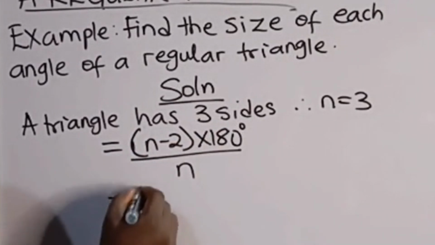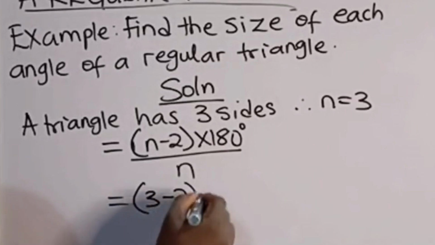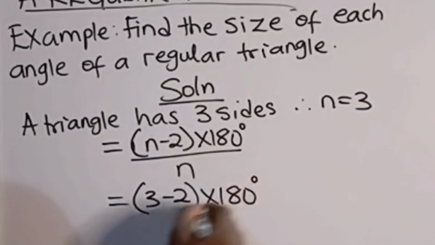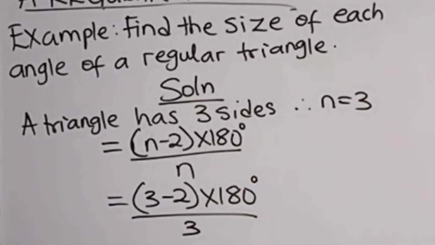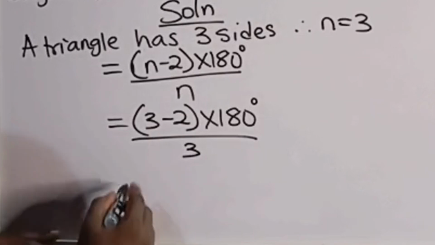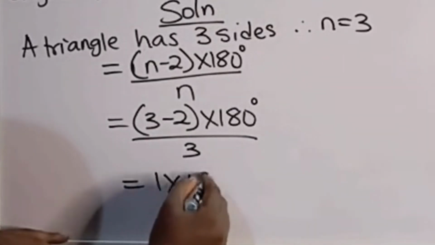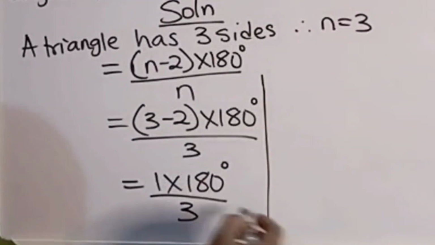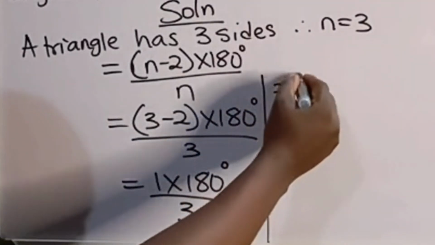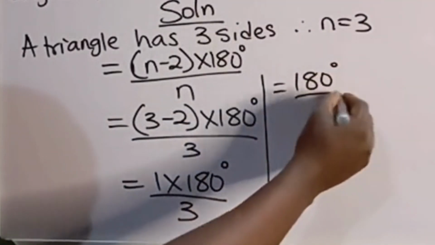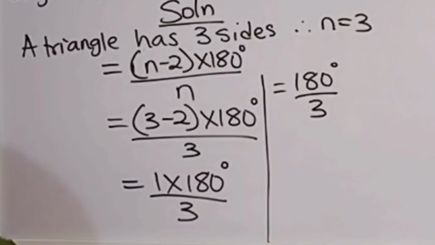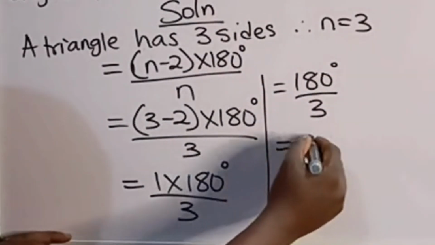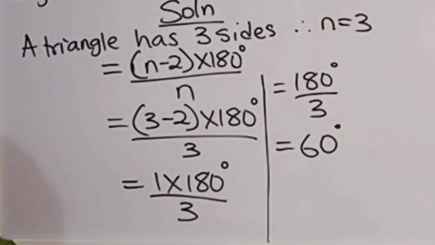So this will give us (3 minus 2) times 180 degrees all over 3. So 3 minus 2 is going to give us 1. So we have 1 times 180 degrees all over 3. 1 times 180 is going to give us 180 degrees all over 3. And 180 divided by 3 is equal to 60. So that means for a regular triangle, each angle is equal to 60 degrees.